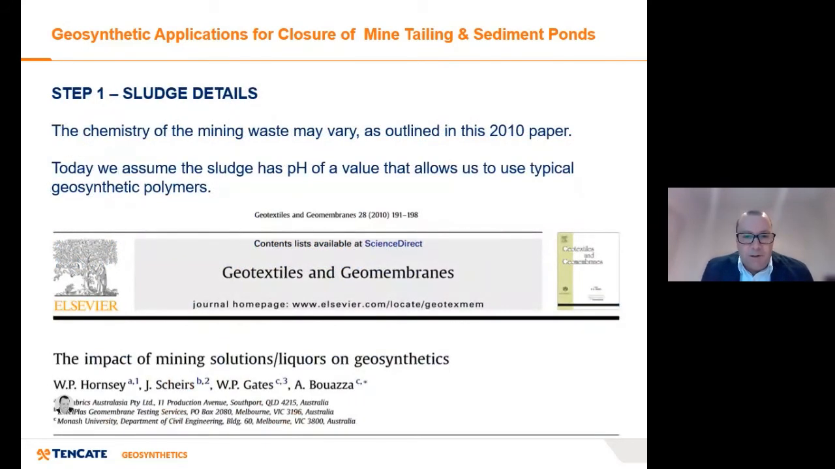Now, the chemistry of pH will vary. This is a good paper. It generally outlines the different liquors or outputs from the mining processes, and it then correlates that to the common polymers that geosynthetics are made from. So for the point of today, we'll assume a pH, pick a value of say 3 or 4, which is generally well accepted for the impact on common geosynthetic polymers.